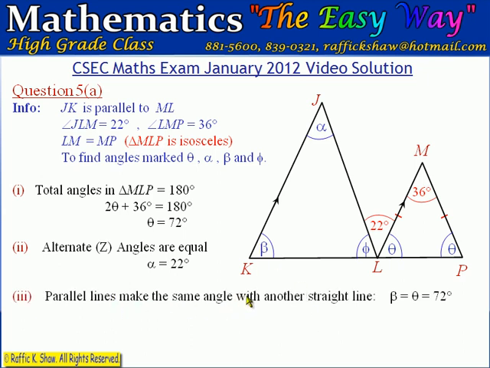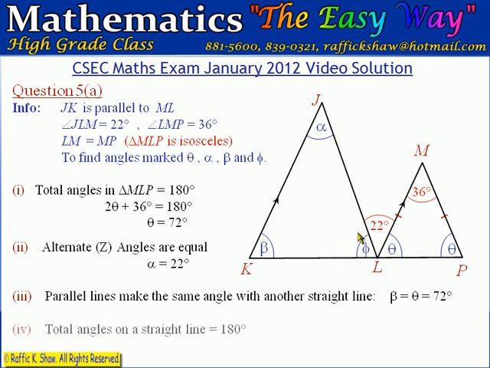Parallel lines make the same angle with another straight line. So this is a straight line and these are parallel lines. The parallel lines make the same angle with that straight line. So this angle is equal to this one, and we know this one is 72 degrees. So therefore beta is 72 degrees.